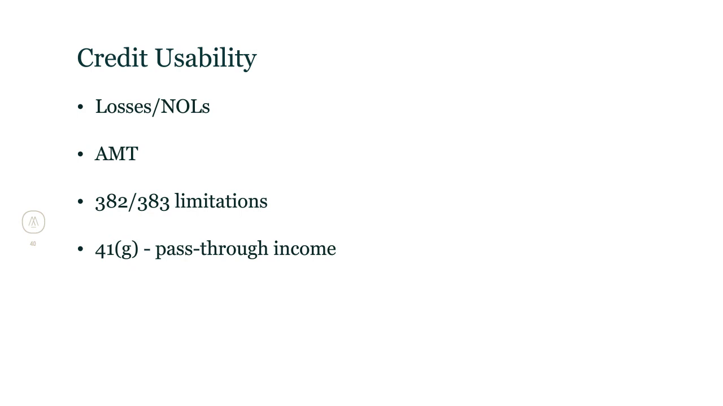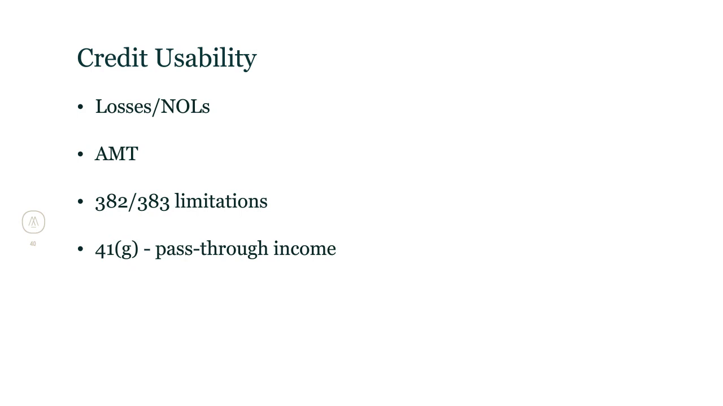A second way that this can be limited is through AMT. So I'm not going to really get into the mechanics of AMT, but if that's familiar to you, if you've heard of that before, it's something worth taking a look at because it can limit the amount of credits that you're able to take. Another way it can be limited, these 382, 383 limitations, those are code sections. Not going to get into that too much except for if your company has been through a lot of ownership changes, then this limitation could apply.